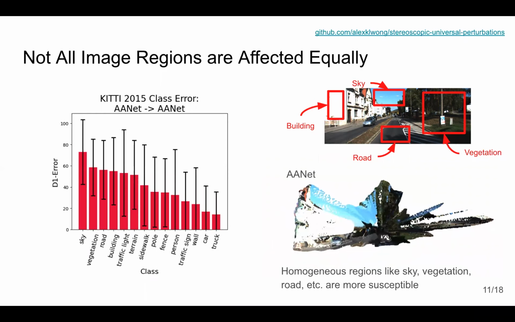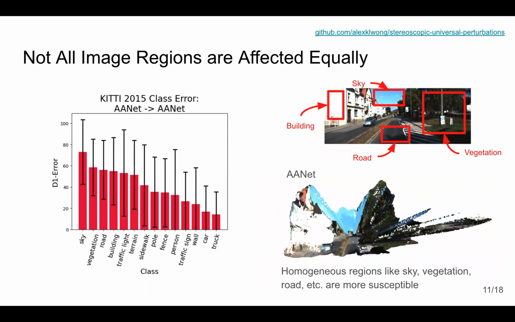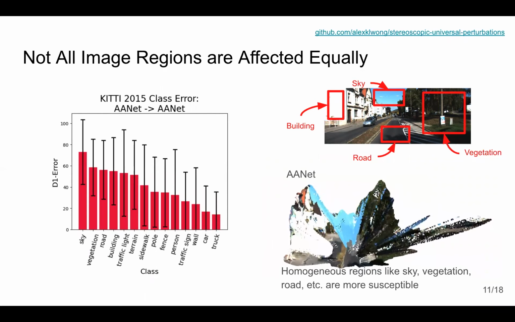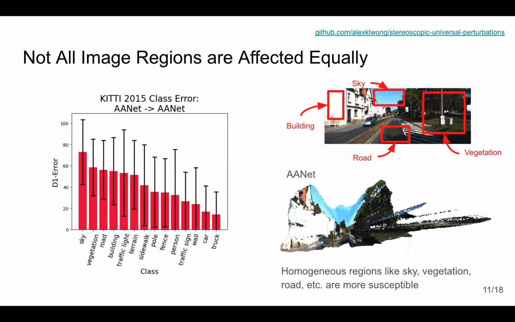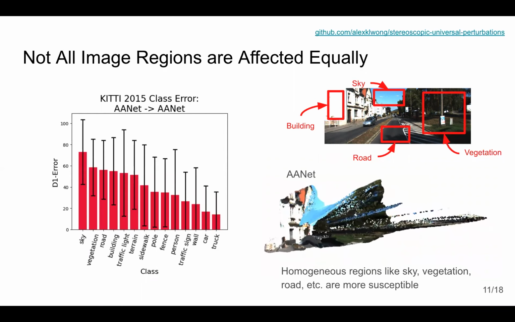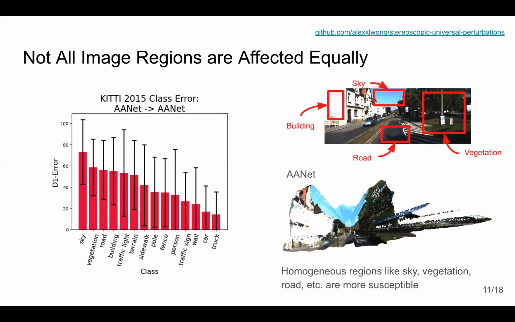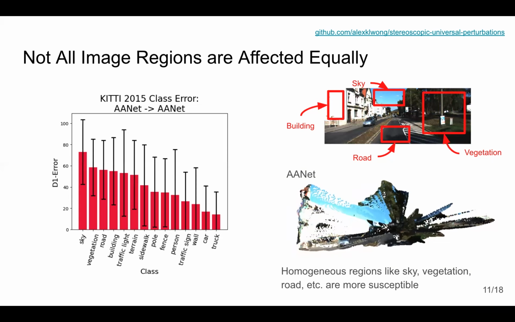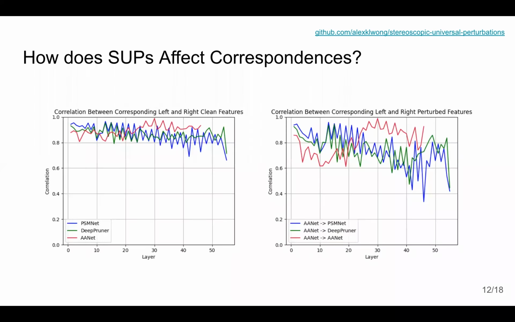We conjecture that this is due to the inherent ambiguity when establishing correspondences in these homogeneous and textureless regions. So the network cannot rely on the observed data, but on the regularizer or prior learned from the training set, where the SUPs have free rein to disrupt the stereo network. This means that the SUPs must be altering the correspondences between the left and right image by making regions with similar intensities dissimilar in the embedding space.